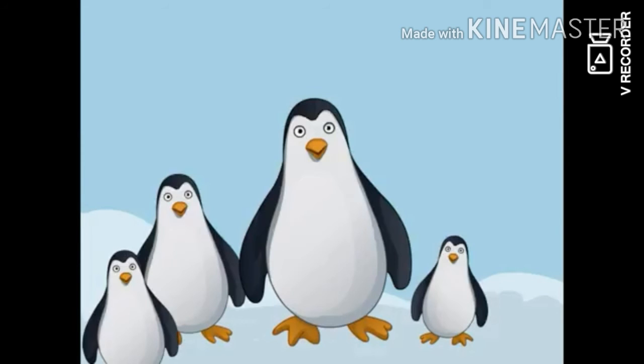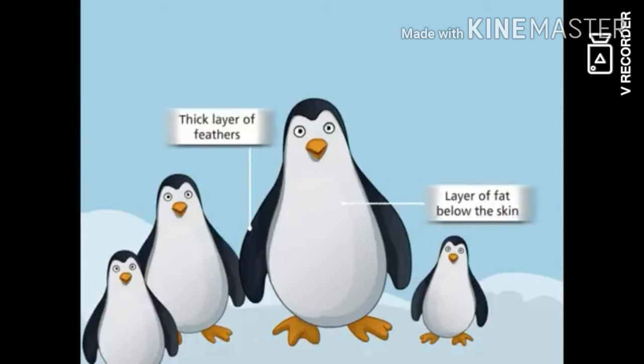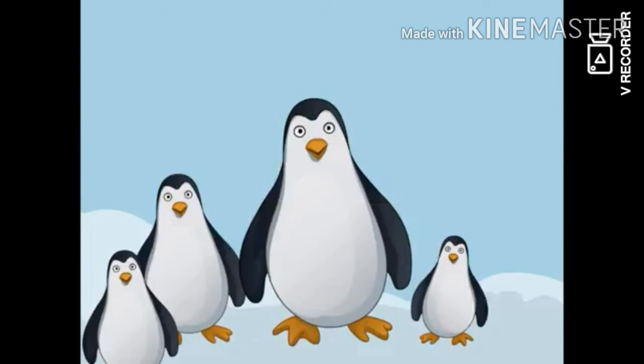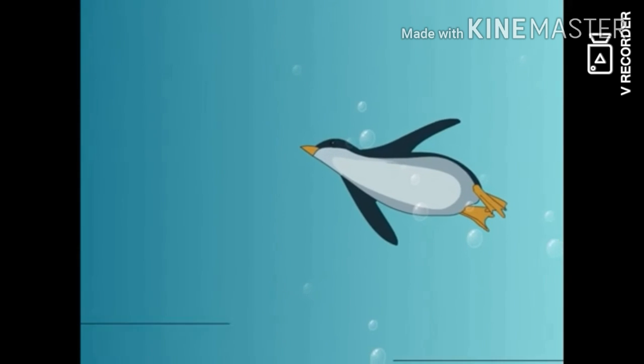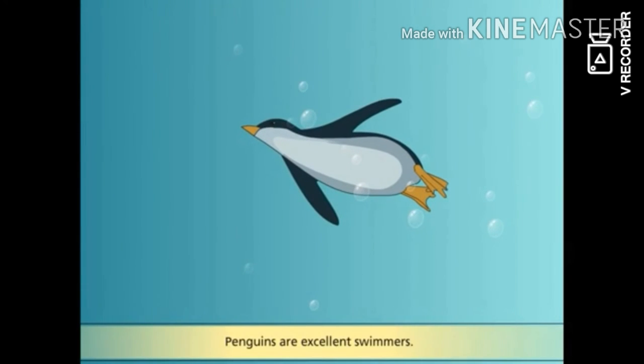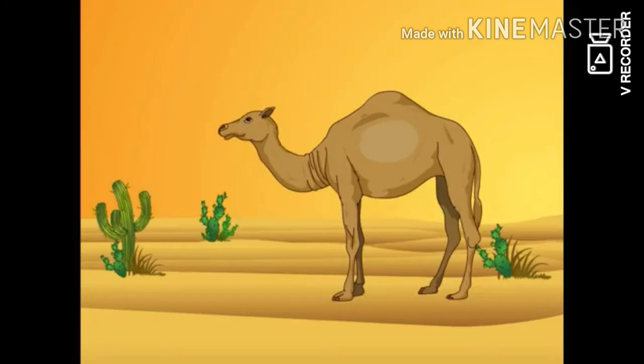Penguins. Penguins are also cold region animals. They have a thick layer of feathers and a layer of fat below the skin which help to keep them warm. They have flipper-like wings and webbed feet. Penguins are excellent swimmers. They can swim with the help of their webbed feet.